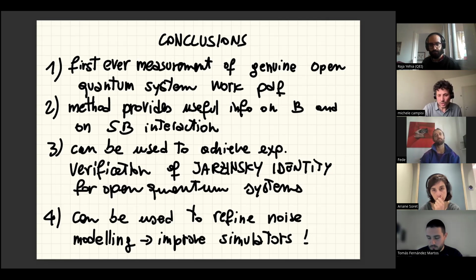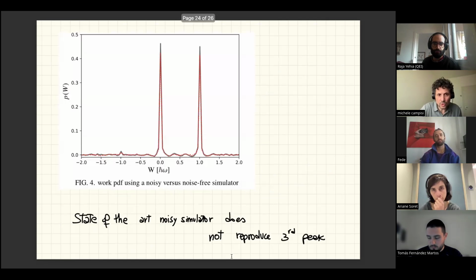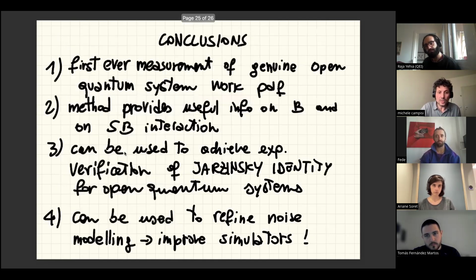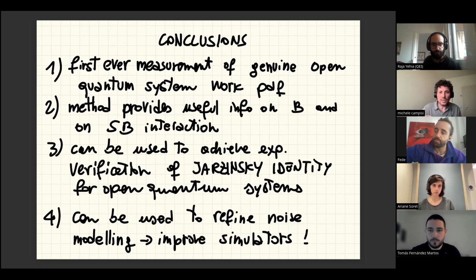And just to justify this last statement, let me show you this graph here. In gray is the noiseless simulator. In red is the state-of-the-art noisy simulator. And clearly, it shows a little bump, but it cannot reproduce this big third peak. So the state-of-the-art noisy simulator was not able to reproduce the data. It means that the data reveal some details about the system-bath interaction and the bath, which in turn one can use to refine the simulators. Okay, with this, I think I can stop and take your questions.